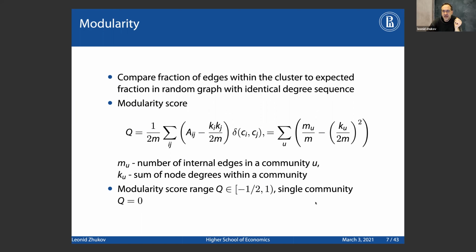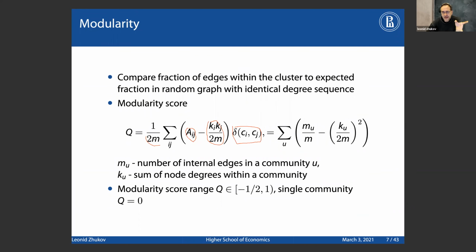It says, let's take the actual connectivity pattern between nodes and subtract the probability. This is the expected number of edges between nodes of degrees k_i and k_j, which is what it would be in a random graph, and add them up only for those nodes that belong to the same community. Delta c_i c_j is a Kronecker delta symbol, which is equal to 1 when c_i is equal to c_j, and then there is just a normalization.